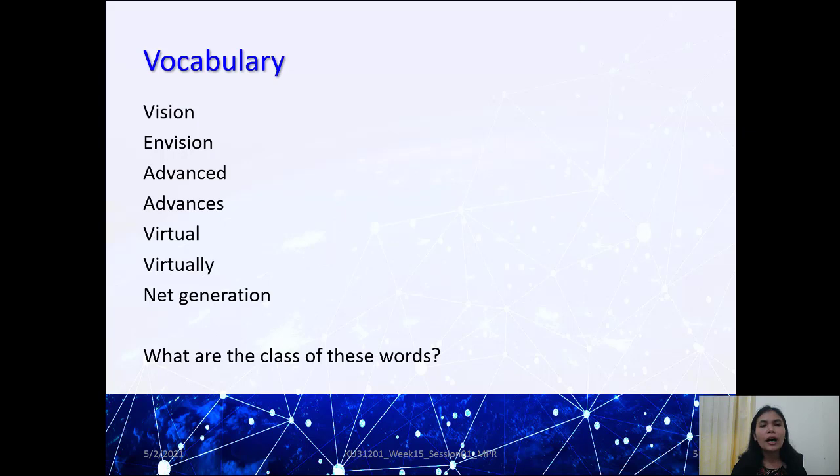To make it easier for you to decide which one is what, probably the best way to do it is by making it into a sentence. Therefore, it will be easier for you to identify whether the function of this word is an adjective, adverb, verb, or a noun. These words are very important to know, especially for our topic for this week, because we are going to talk about education, computers in education.